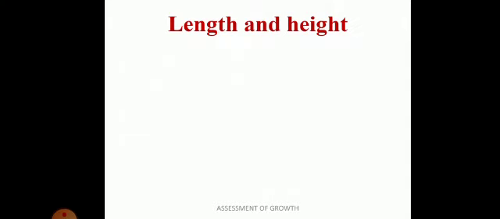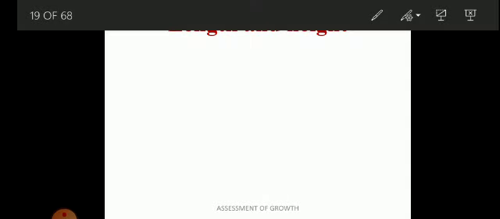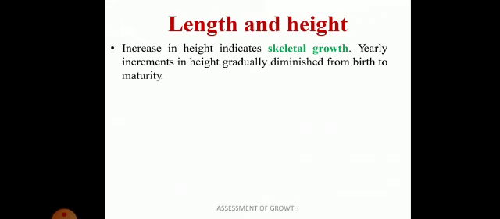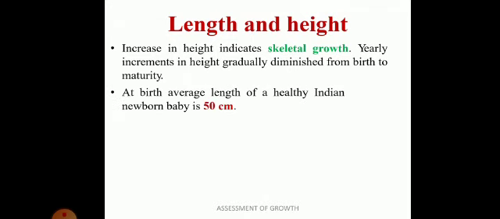Now length or height, it is indicative of what? It is indicative of skeletal growth. In height also, initially the height will increase more, then gradually the speed of height increase will reduce. Clear? So yearly increments in height gradually diminish from birth to maturity. Now what is the normal height or normal length? At birth, 50 centimeter is sufficient. That will be considered normal for an Indian newborn baby.